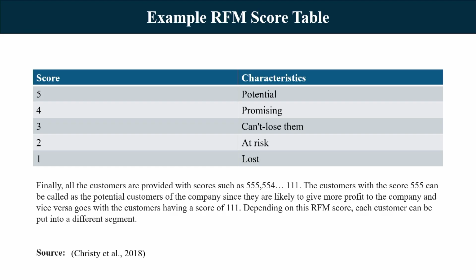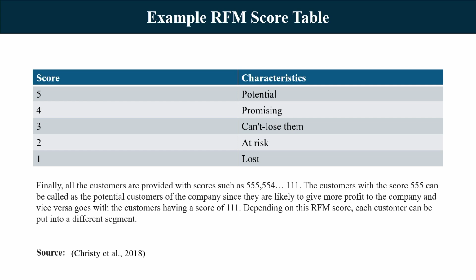2, they are at risk. They are likely to transit from our company, they are likely to switch from our brand. And 1 is like we have already lost those customers, they are in hibernation, we do not have any trace of those customers. Finally, all the customers are provided with scores like 555, 554 or 111.